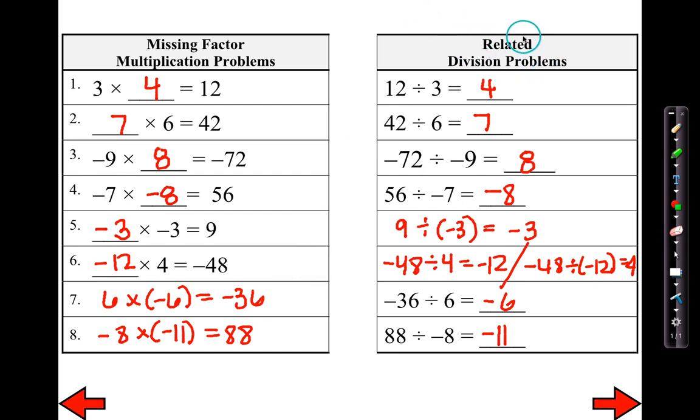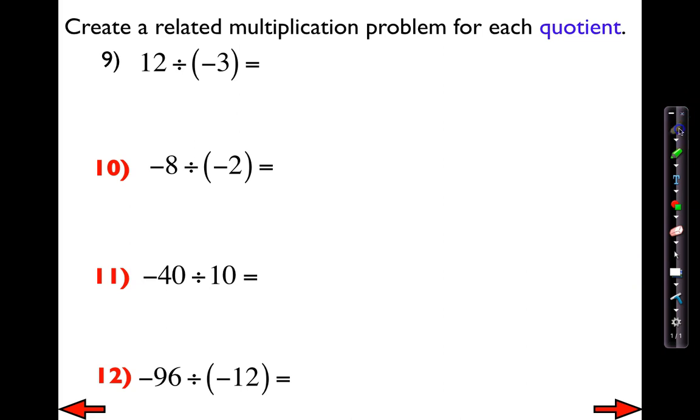So remember, it's important for you to also understand that division is the inverse operation of multiplication. So if you're unsure, you can always work your way backwards to get to your answer from the division problem. Okay, so now here it says create a related multiplication problem for each quotient.